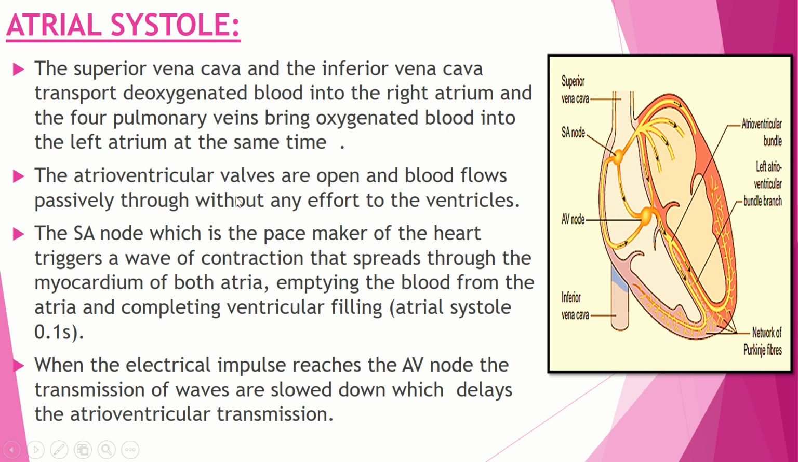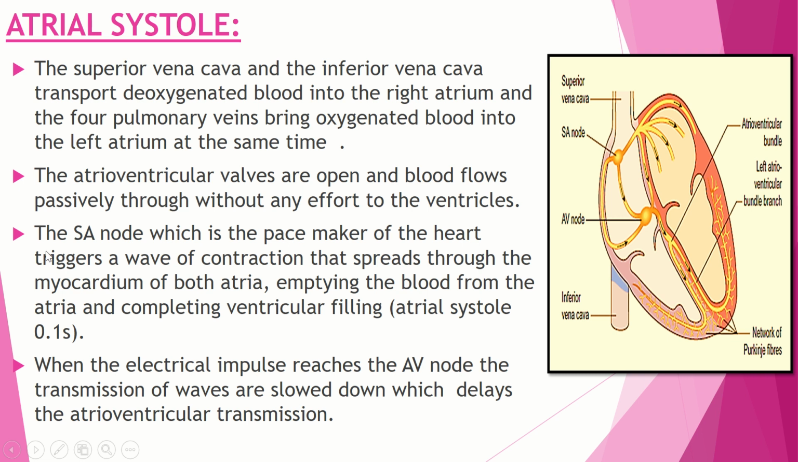Next, the atrioventricular valves are open and the blood flows passively, without any effort, to the ventricles. The blood is filled through the atrioventricular valve, between the atrium and the ventricle. These are the tricuspid and the bicuspid valves, also called the atrioventricular valves. These valves are open and the blood flows without any effort from the atrium to the ventricles, because of gravity.